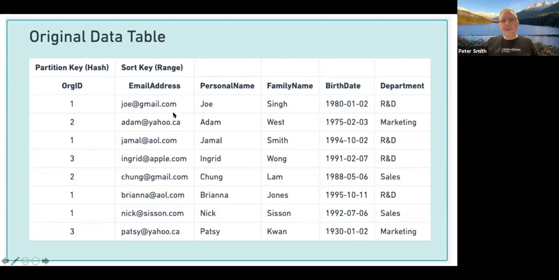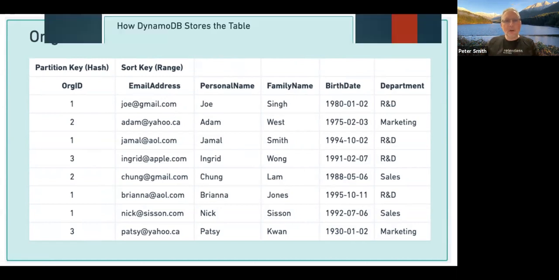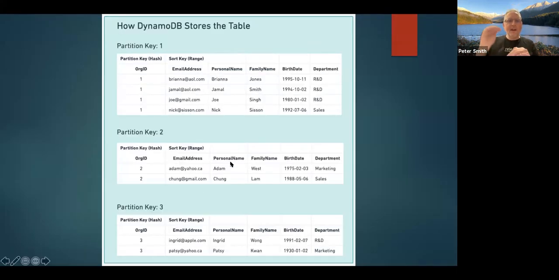So let's now switch. Now you've memorized this data table. Let's switch to actually how it's stored. So I'm sorry the writing is a little bit smaller on the screen, but what you see now is that I have 3 partitions. The first partition is essentially everything that has organization ID equal 1. Second one, organization 2, and organization 3. Now, I'm simplifying it a little bit.